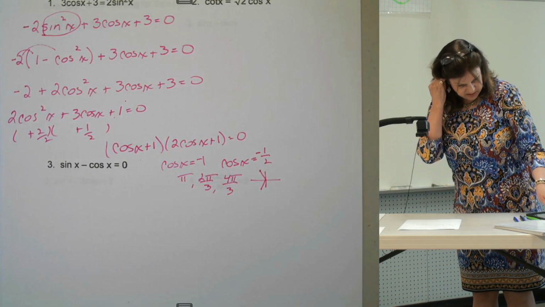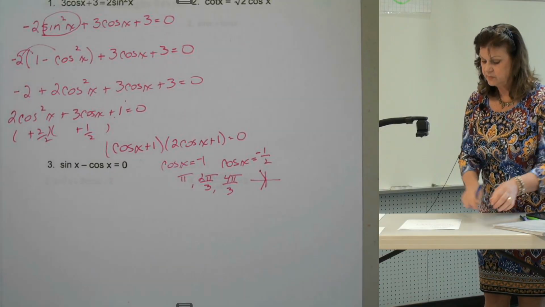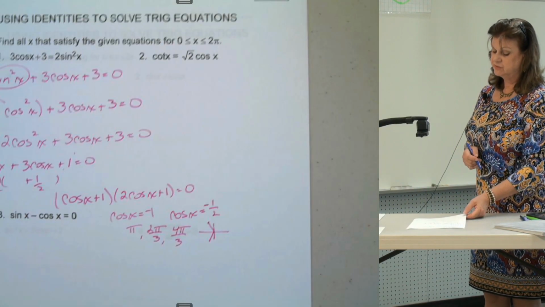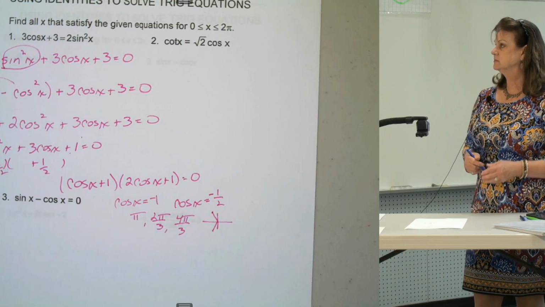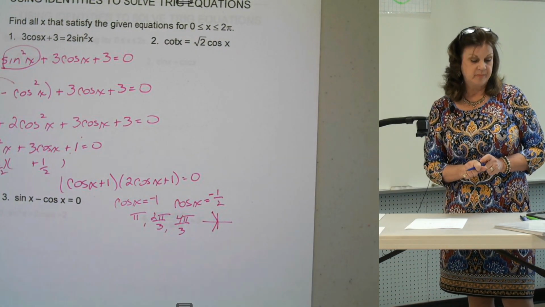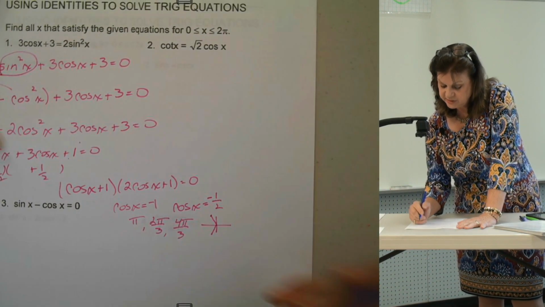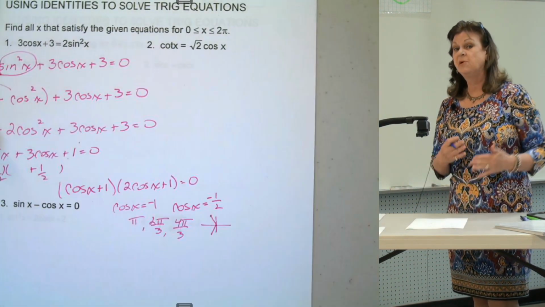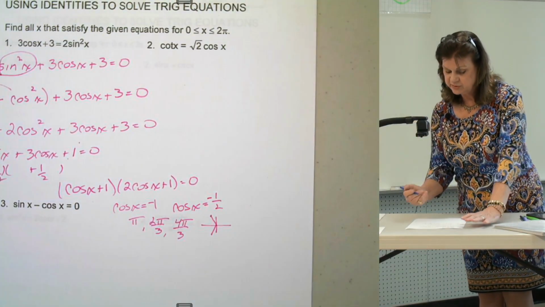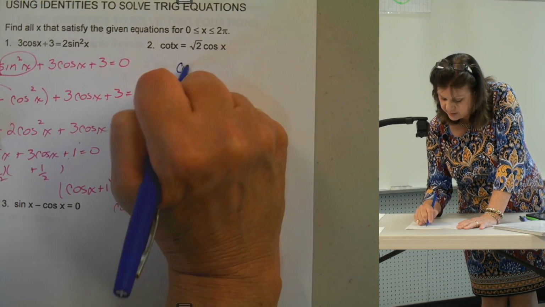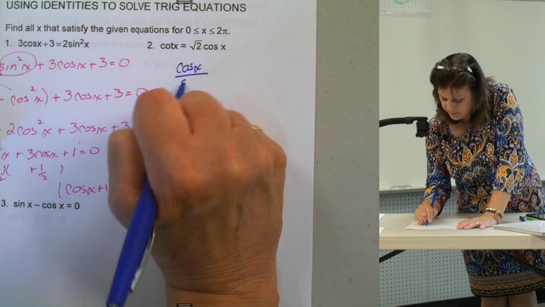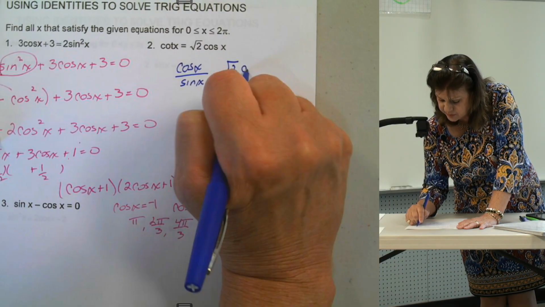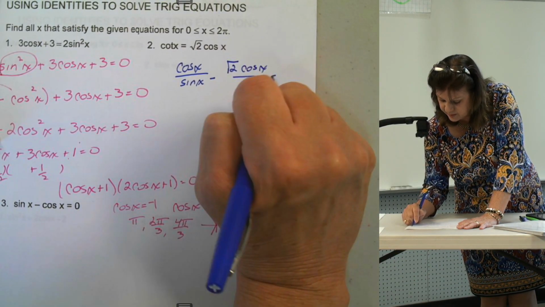All right, let's jump up to problem 2. Cotangent is root 2 cosine x. Yuck. Well, first get all your like terms together, and I can change cotangent. I can make cotangent cosine over sine. So now I've got more cosine in the problem. So I'm going to do that. So I've got cosine over sine minus root 2 cosine over 1 equals 0.